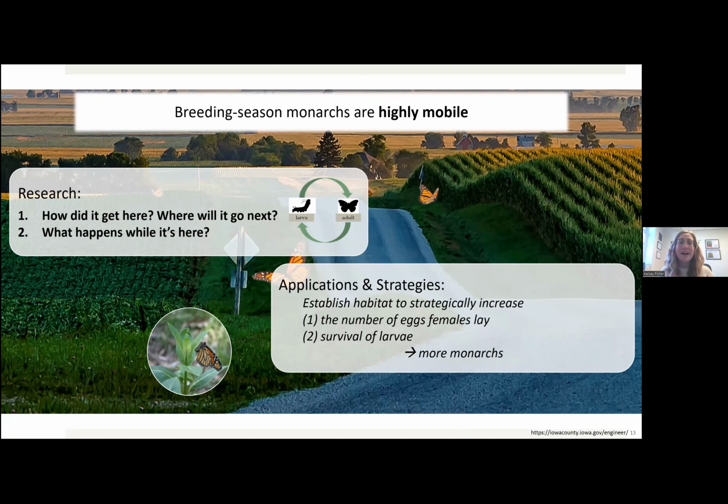And by understanding things like this, we can come up with applications and strategies that would help us identify where to establish habitat that will strategically increase, one, the number of eggs that monarch females lay over the summer, and two, the survival of those caterpillars. So by laying more eggs and having more caterpillars survive to adulthood, we're producing more adults overall.